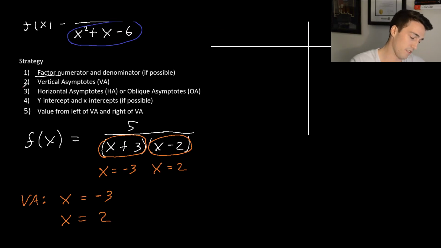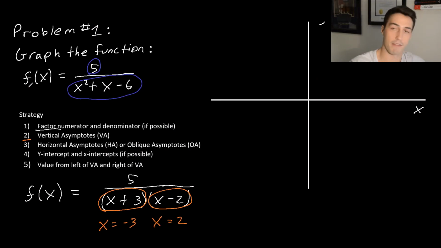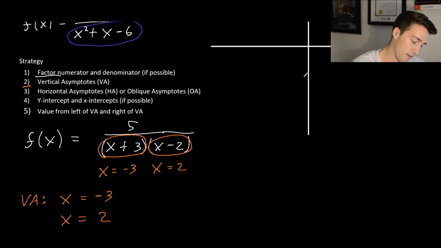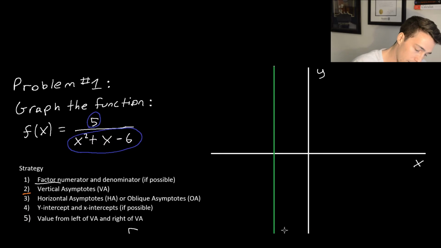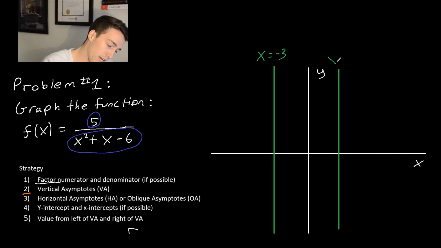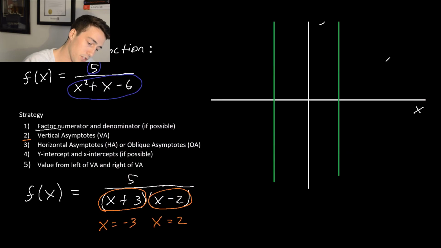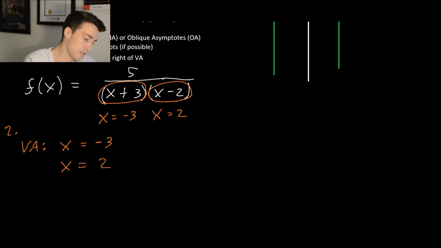Now, once you've done this step, so this is step number 2 right here, I want you to right away graph these vertical asymptotes. So we have -3 and 2. I'm going to graph them like this, and I'm just going to put a line. So that's going to be -3, and we're going to have 2 right here. So this is x equal to -3, and x equal to 2. All right, so now we're going to look at the horizontal asymptotes.